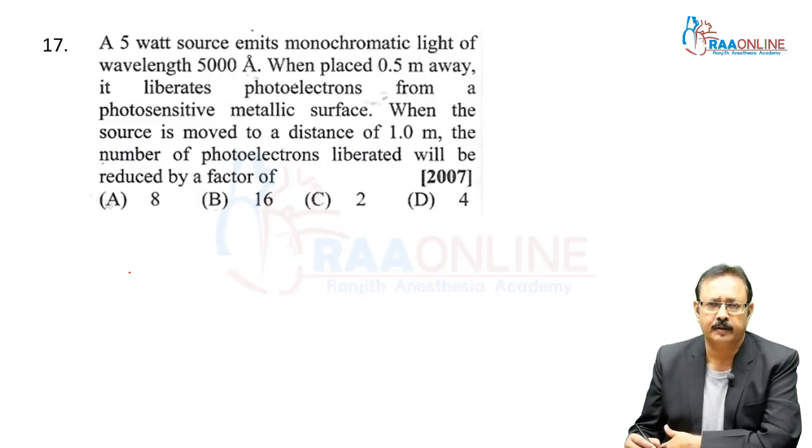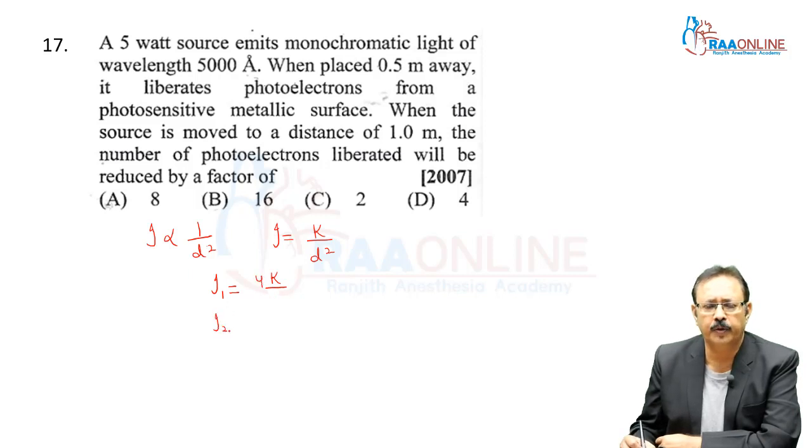What you are doing is only changing the distance, and you know that intensity is inversely proportional to distance square. It means intensity is equal to some constant upon d square. Previously the distance was 0.5 meter, meaning 1 by 2. 1 by 2 square means 1 by 4. So I1 was 4k. Now you make it 1, so now it is k.